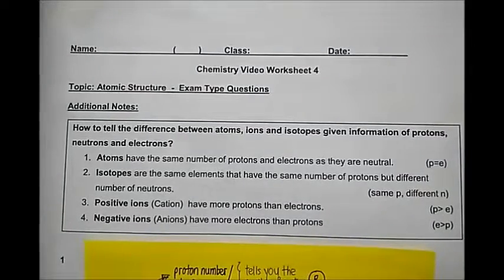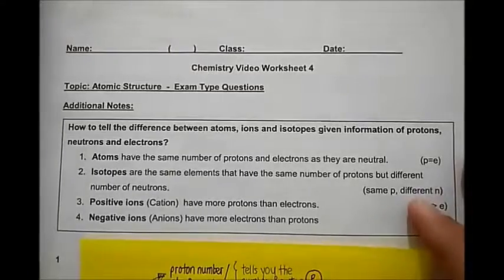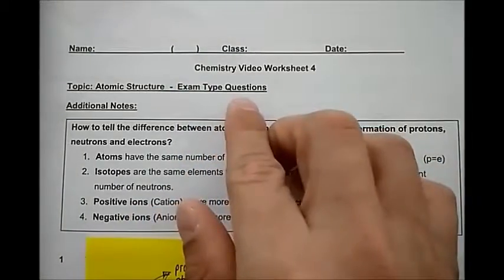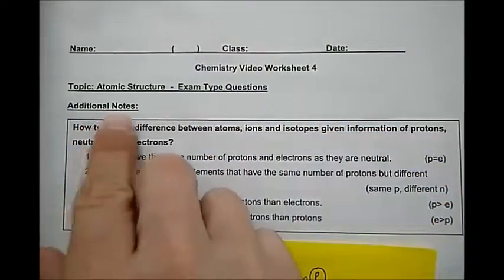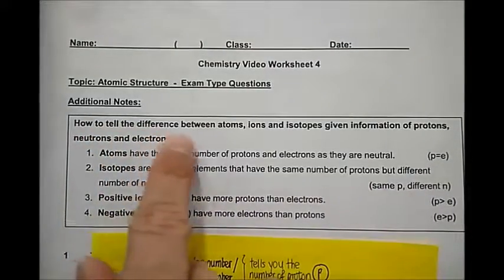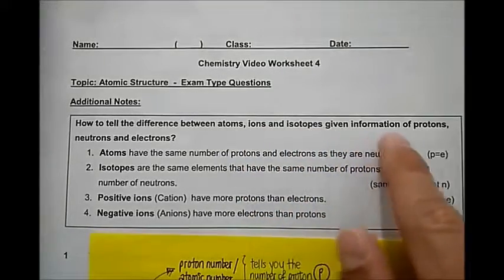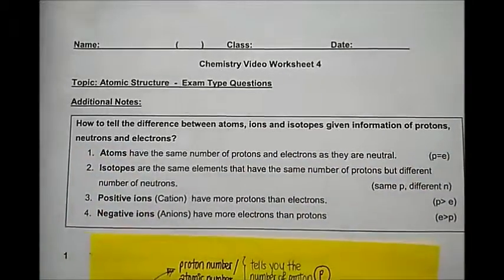Chemistry Video Worksheet 4. Topic: Atomic Structure. In this worksheet, you look at exam type questions. But before that, let me just revise a few additional notes: how to tell the difference between atoms, ions, and isotopes given information of protons, neutrons, and electrons.